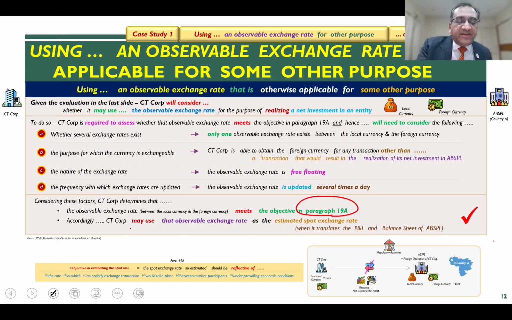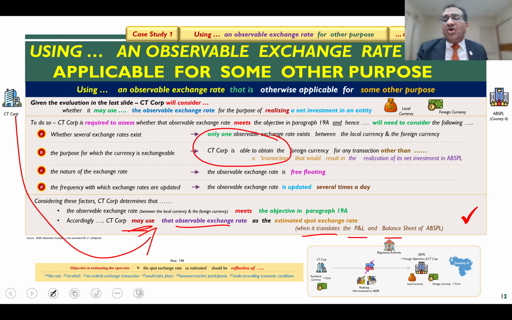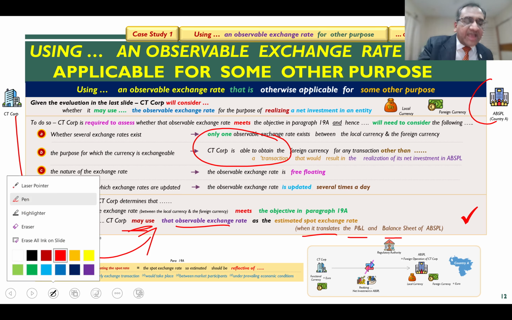And therefore, the entity may use, what is the paragraph 19A? I've just brought forward the gist of it one more time here. So therefore, in this case, the parent entity may use that observable rate, which is what? Observable rate here, one single rate, as an estimated spot exchange rate when it translates the P&L and the balance sheet of the foreign operations into its own trial balance or financial statements. So this is one case study.